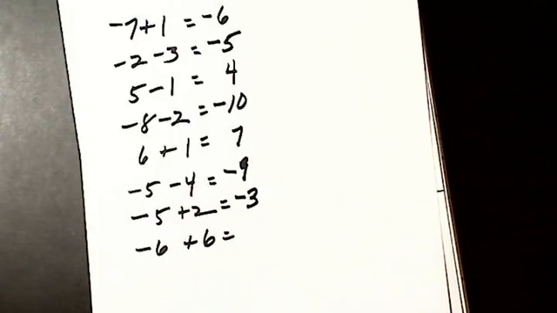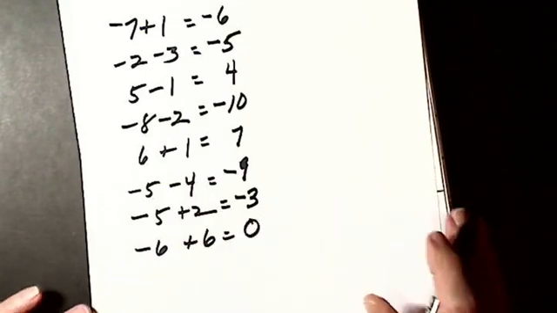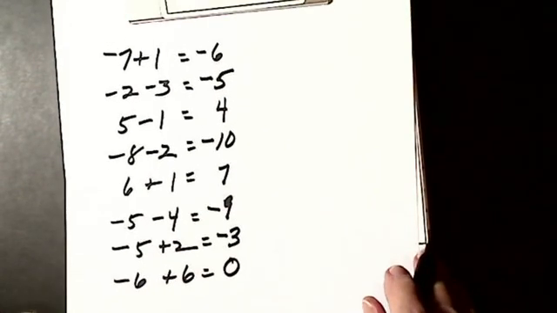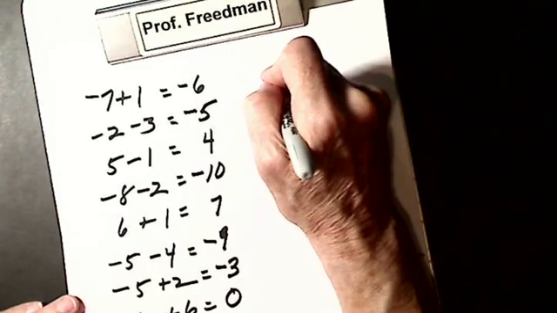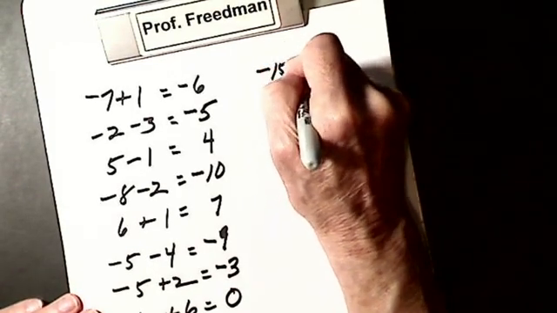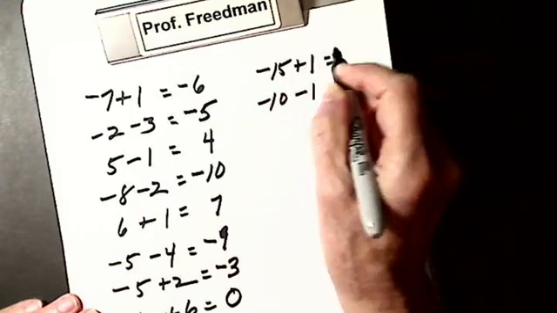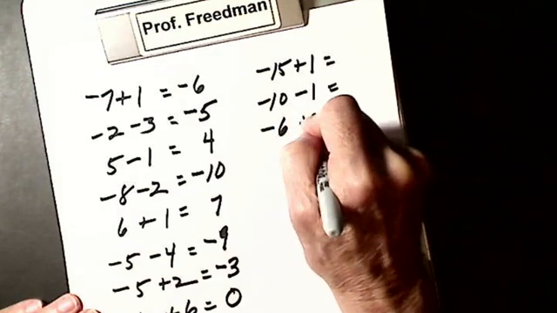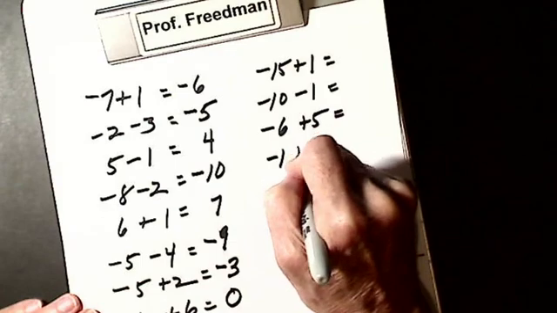So this is the only one somebody might have got wrong. Anything plus or minus itself, or got to subtract, is 0. And 0 has no sign. All right, let me just give you 4 to do to make sure. -15 plus 1, -10 -1, -6 plus 5, -1 plus 10.